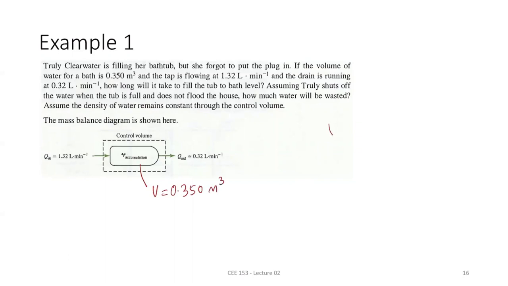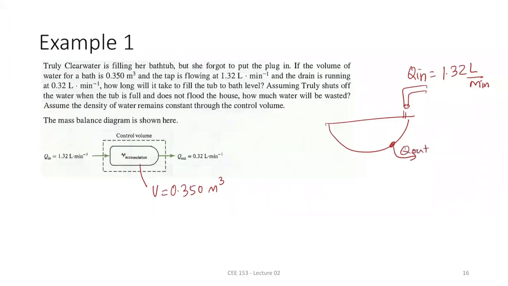So let's say this is the bathtub. I'm just going to draw it like this, and this is the tap. That is Q in, which is 1.32 liters per minute, and the drain is running. So you have a drain. Usually the drain is here, going out, Q out. The flow rate out is equal to 0.32 liters per minute. That's the amount leaving the system.